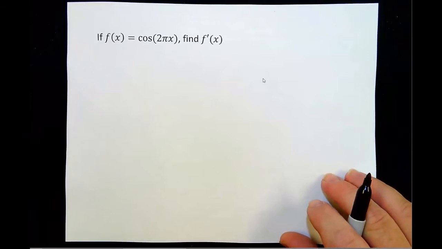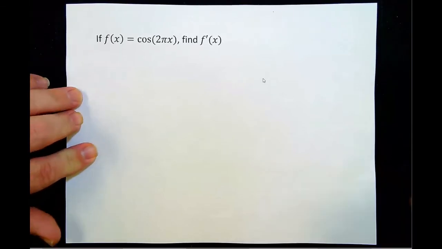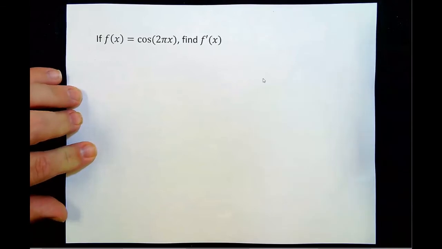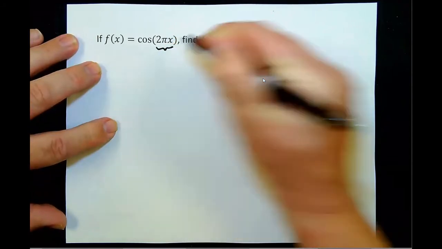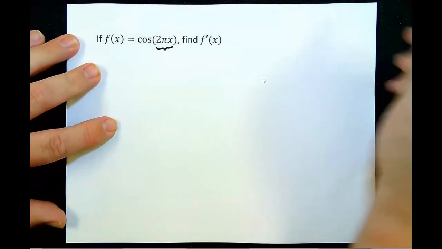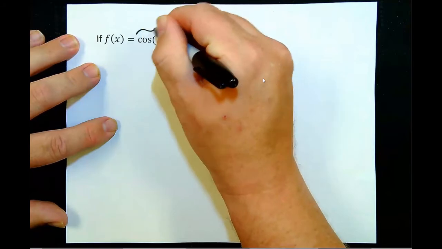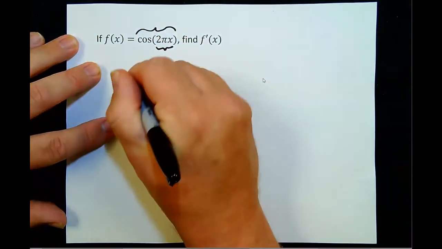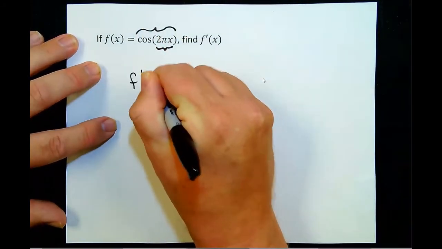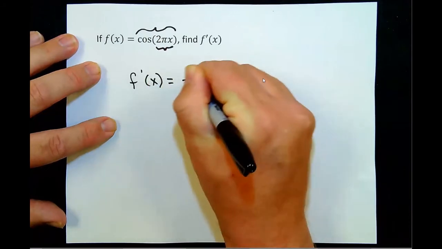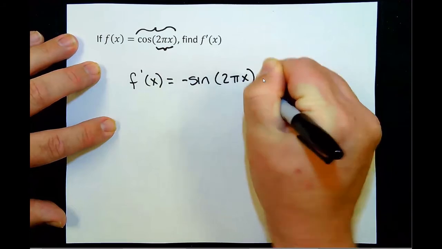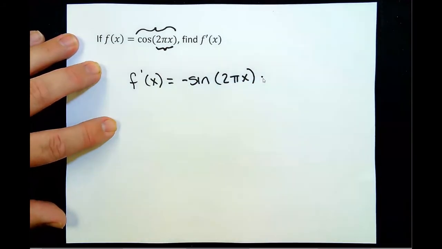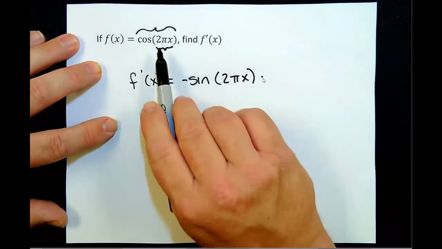Let's talk a little bit about what happens when we get into a little trig here. So what's my outside function? What's my inside function? I need to recognize that, yes, I do have an inside function here that's a little linear function. And I do have the outside function, which is cosine. So when I find the derivative, the derivative of cosine is negative sine, don't change the inside, times the derivative of the inside, well, 2 pi x.